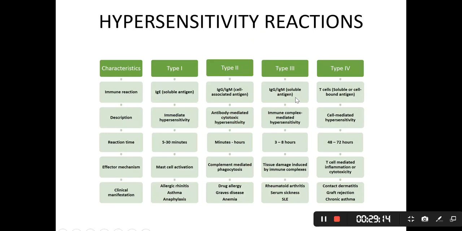IgG, IgM, soluble antigen. And what are the examples of the diseases? Rheumatoid arthritis, serum sickness, SLE, they all come under the complex mediated hypersensitivity reactions. Okay.